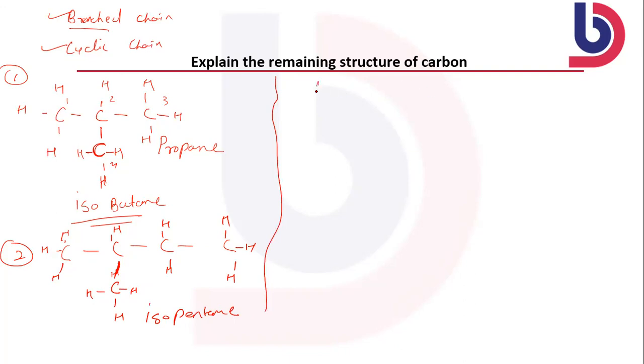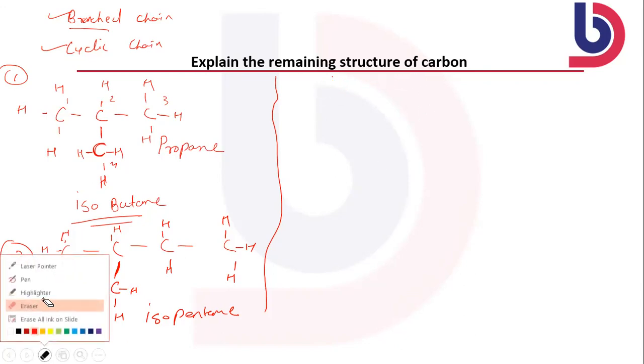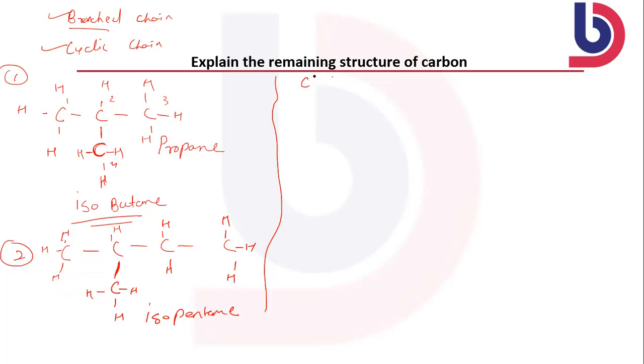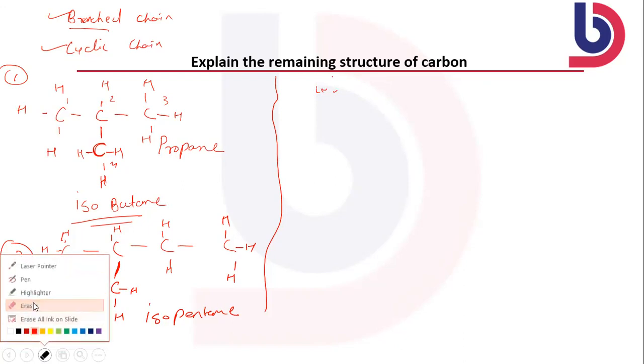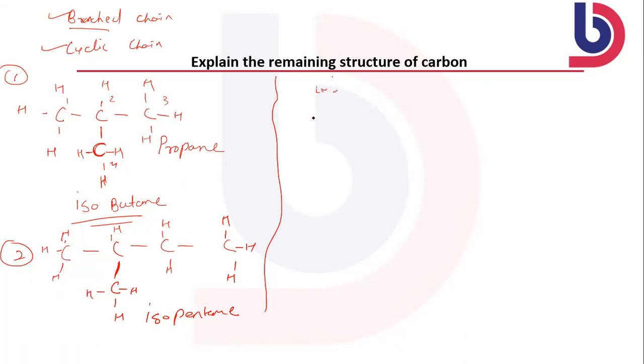Now, the closed chain or the cyclic chain. Just wait, I will write properly. Overwriting is happening. Just wait. Closed chain or the cyclic chain.